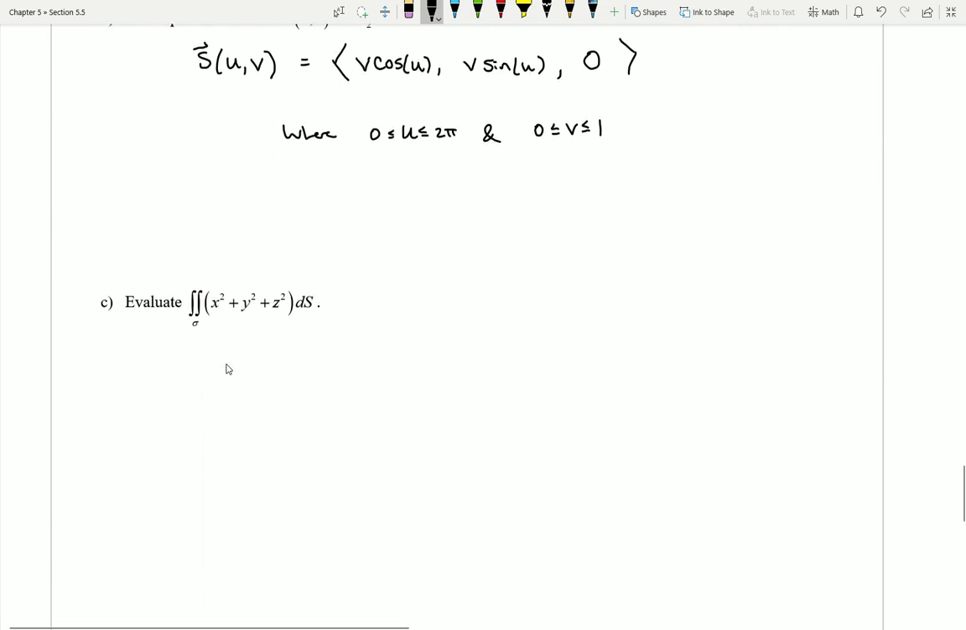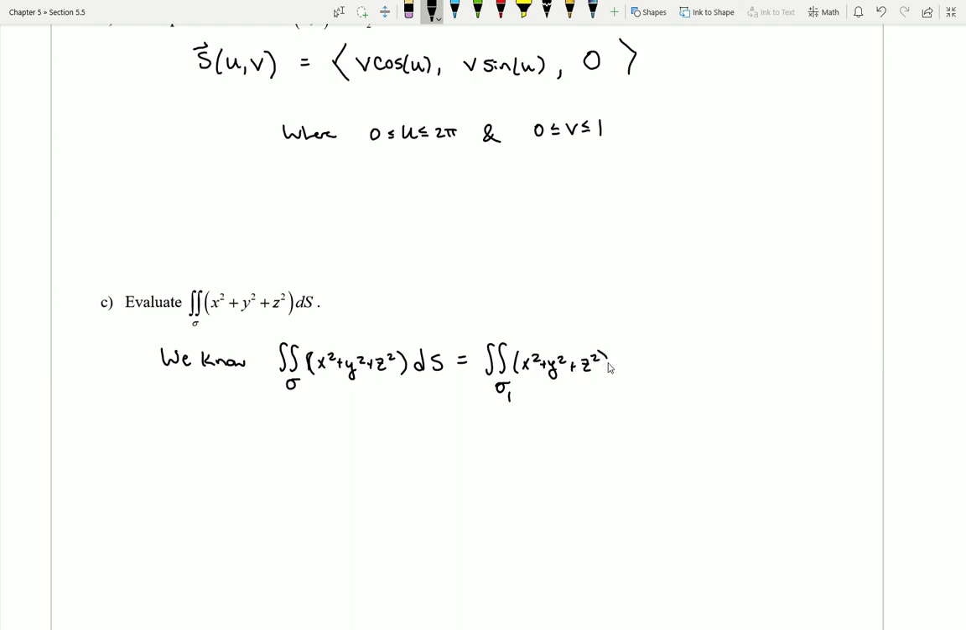Well, once I have this, notice that it's really easy now to evaluate part C and this surface integral that's given here. So based on the fact that we established at the beginning of this video, we know that if I wanted to go ahead and compute this, all I would have to do is to say that I can just break this up into first doing the surface integral over sigma 1, and then doing the surface integral over sigma 2. And as long as I can compute each of these, everything's going to be good to go.